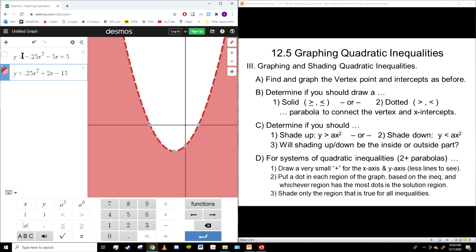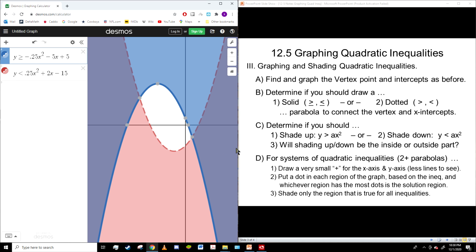So now what we're going to do is put in another inequality like this. And so today we're not looking at just one quadratic, but two quadratics. And so you got to shade both of them at the same time. And just like we did with systems of equations when we had inequalities, we want to find the region that is true for both inequalities. So that one overlapping shaded region.